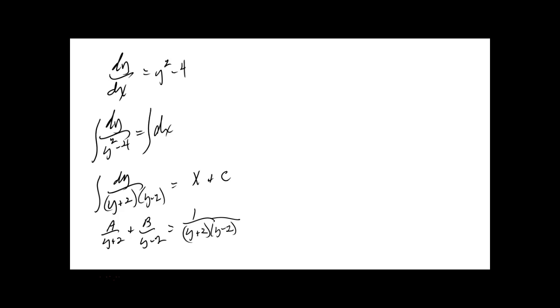Multiply both sides of the equation by your denominator. Okay, and that would give you a times (y minus 2) plus b times (y plus 2) is equal to 1. Check that out, see that is indeed true. Then what we do is put y equal to 2 in here, and that wipes out your a value, and that gives you b times 4 is equal to 1, so b is equal to 1/4.